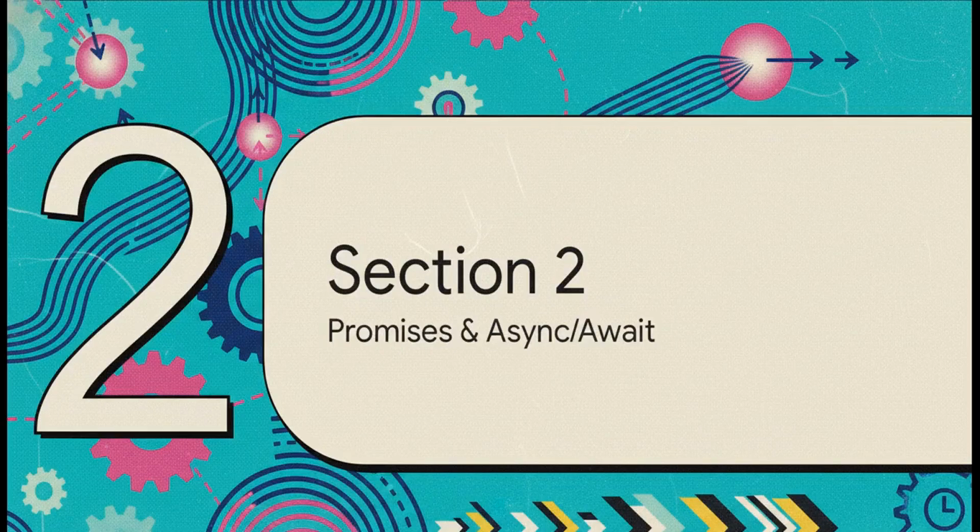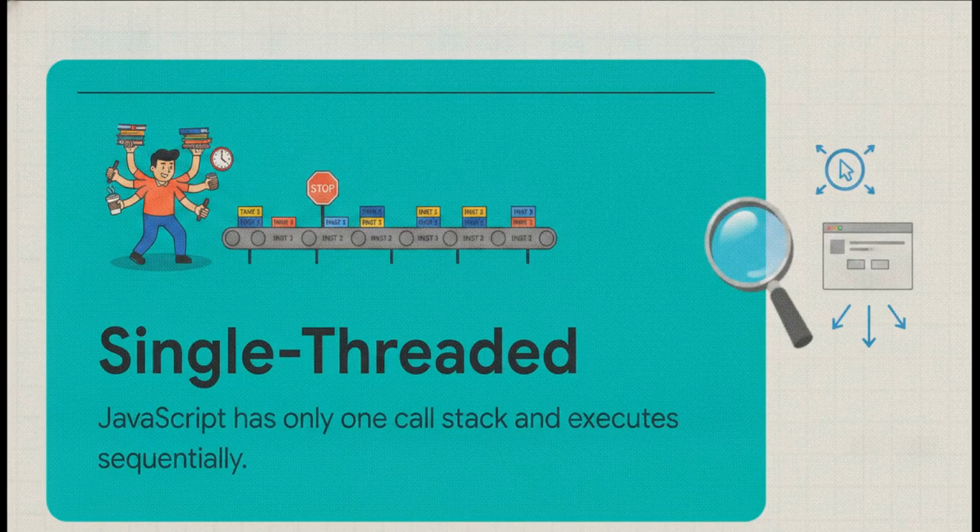Section 2. Single thread, promises, and async await. First up, we've got to understand a fundamental limitation. JavaScript is single-threaded. It only has one call stack, which means it executes code sequentially, instruction by instruction. Picture a super busy worker who can only do one single task at a time. If that worker stops everything to wait 500 milliseconds for a server response, the entire browser page just freezes. No scrolling, no clicking, nothing.